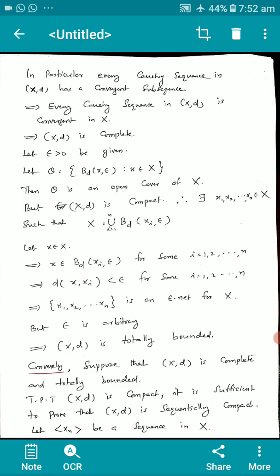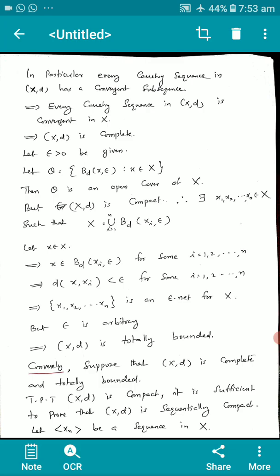This implies d(x, xi), that distance, is less than epsilon for some i equal to 1 to n, which implies the collection x1, x2, etc., xn is an epsilon net for X. But epsilon is arbitrary, which implies X is totally bounded.